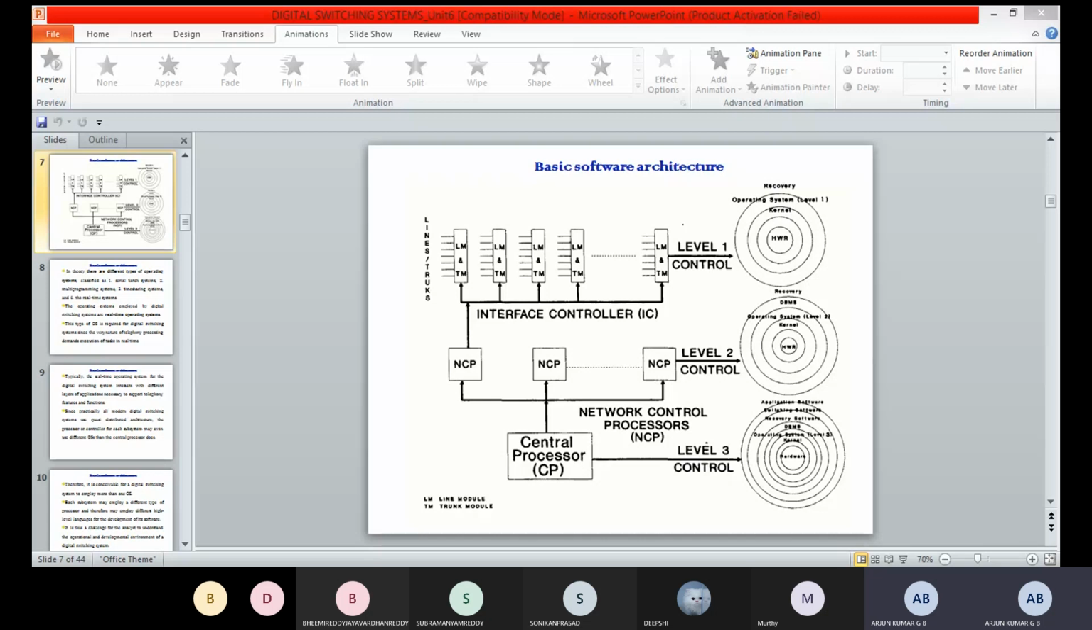Then the modern DSS also contains the operating system. As I told you earlier, in all the level 3 controls we have an operating system, installed based on the capacity and the configuration. In the first case, a small kernel operating system was used, because it contained only some of the line and trunk modules and some of the feature peripherals or interfaces. Based on that, we can choose the proper operating system.